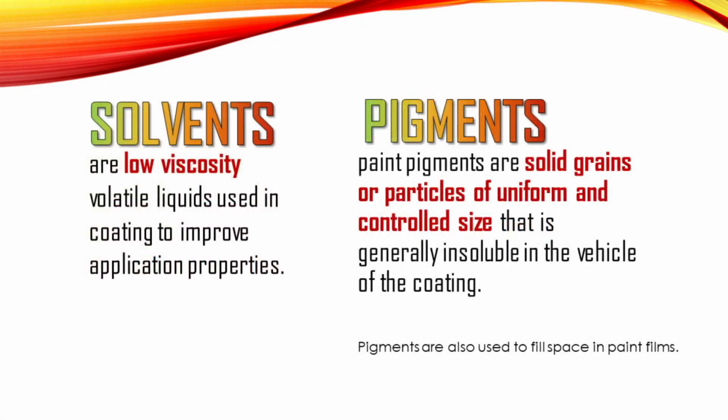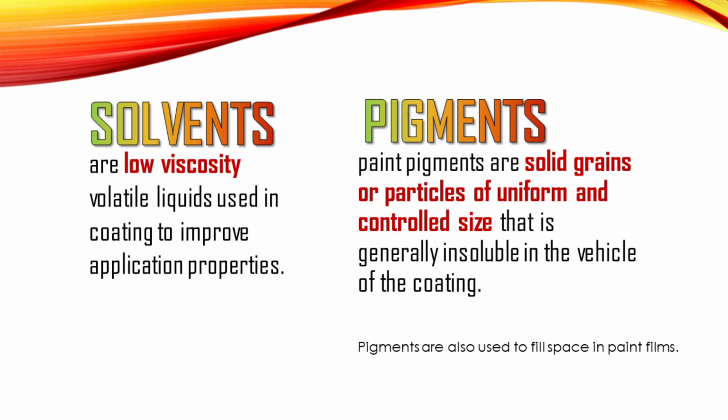The last two remaining ingredients of paint are the solvent and the pigment. Solvents have low viscosity and are volatile liquids used in coatings to improve application properties, while pigments are solid grains or particles of uniform and controlled size that are generally insoluble in the vehicle of the coating. It contributes to the following properties.